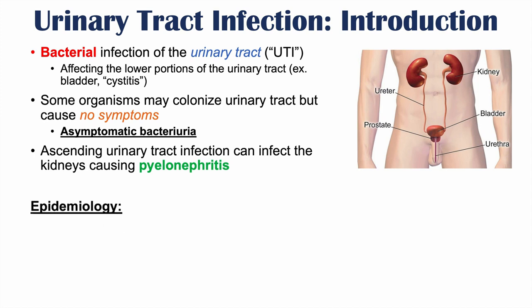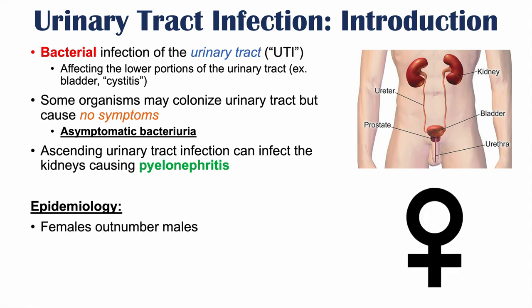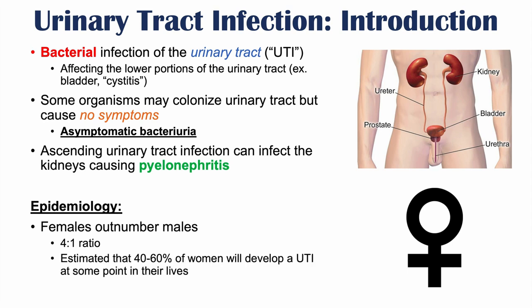What is the epidemiology of urinary tract infections? Females outnumber males, and the reason is that females have a shorter urethra than males. Because they have a shorter urethra, the bacteria don't have as much distance to climb to get to the bladder. Females outnumber males 4-1. And urinary tract infections are so common that it is estimated that 40 to 60% of females will develop a UTI at some point in their lives. In patients who do get urinary tract infections, it most often affects women between the ages of 16 and 35 years of age.